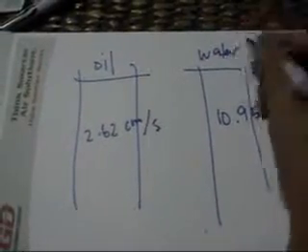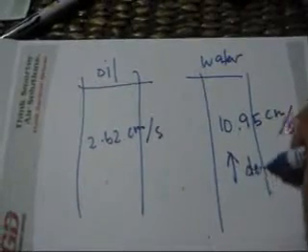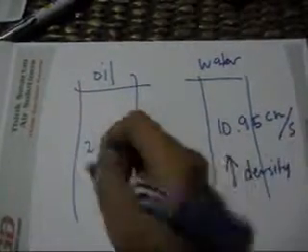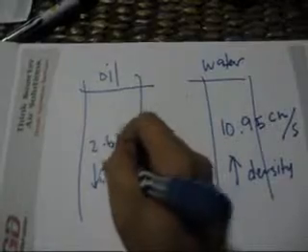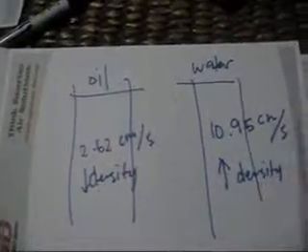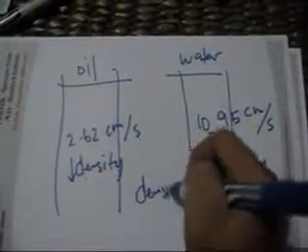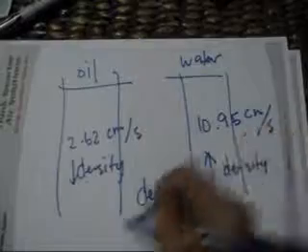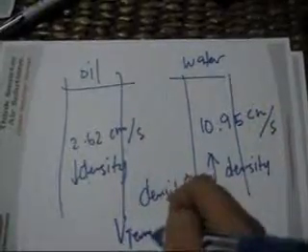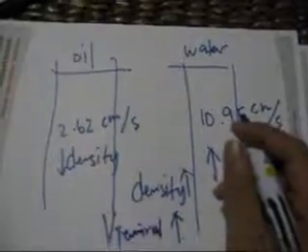Since we know that water has a higher density than oil, we can conclude, and the data says, that as the density increases, your terminal velocity also increases. And that's all for terminal velocity.